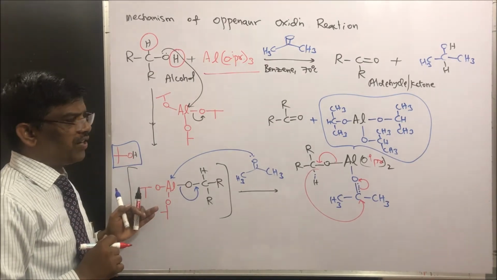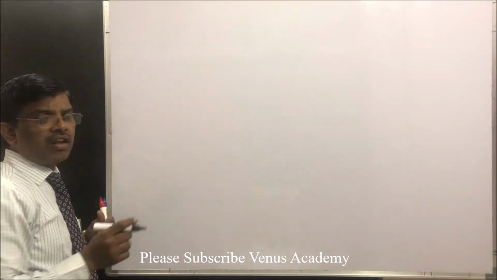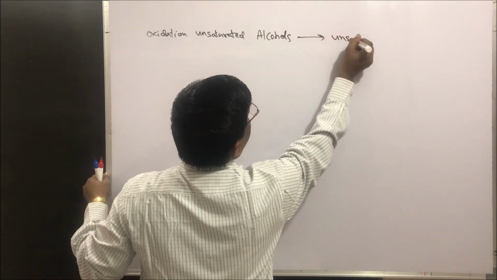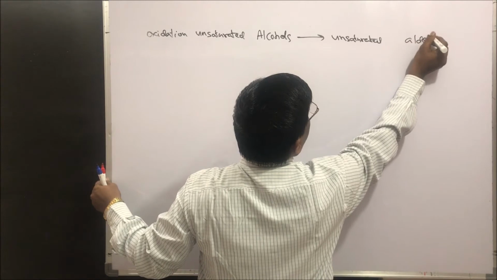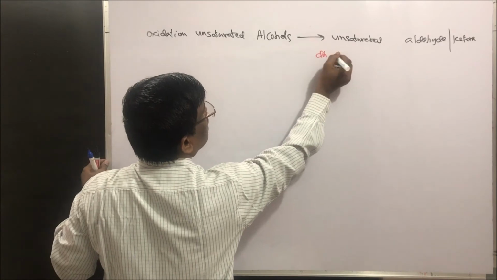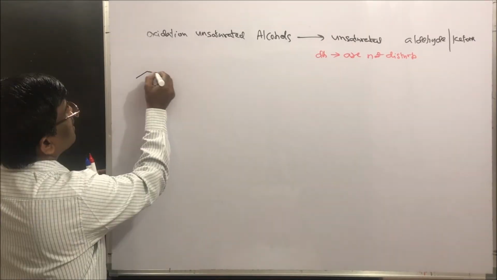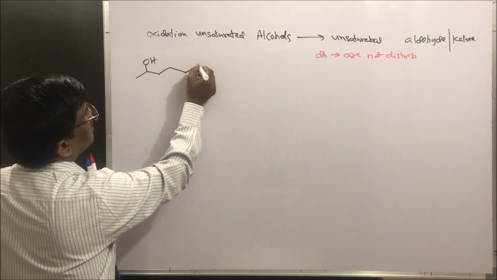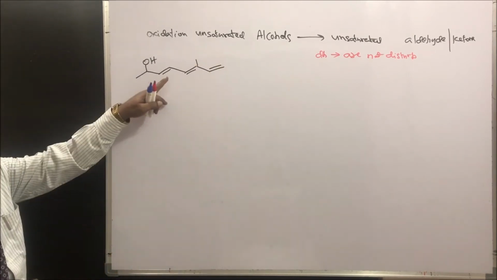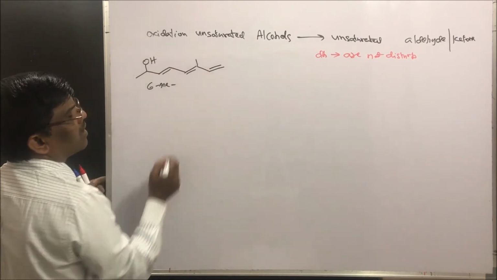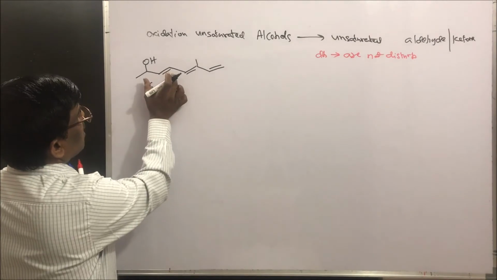Let us see its applications. Yes students, one of the important applications of this reagent is oxidation of unsaturated alcohols to unsaturated aldehydes or ketones. That means it is not going to disturb double bonds. Let us take one example. So alcohol, octatriene 1 2 3 4 5 6 7 8. This is one type of allyl alcohol, 6 methyl 3 5 7 octatriene 2 ol. So this is allyl alcohol.